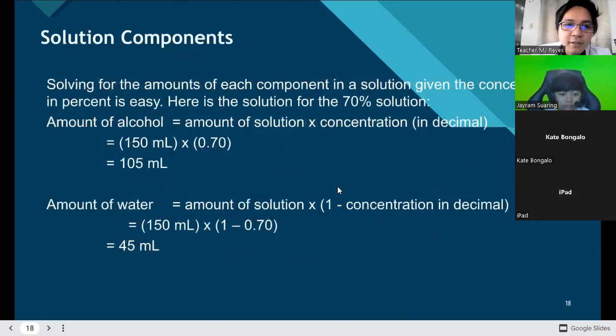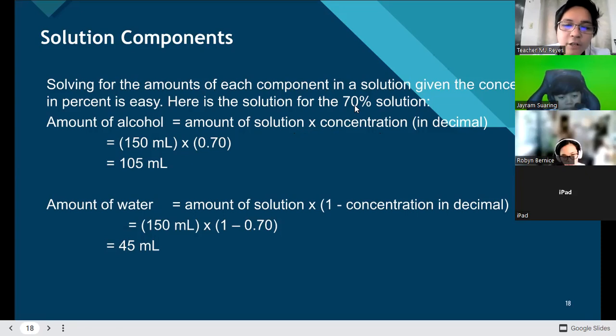Solution components, let's take a look at this one. Solving the amount of each component in a solution given the concentration in percentage is as easy as 1, 2, 3. Here is the solution for a 70% alcohol solution. Amount of alcohol is equal to the amount of solution in ml times the concentration in decimal. So you need to convert 70% to decimal. How can you convert percentage to decimal?